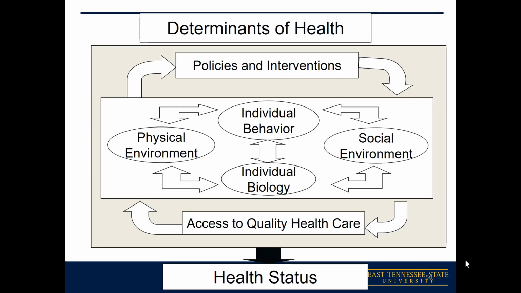Okay, this really busy slide is busy because this is a complex system of factors that impact our health. So all those different determinants of health are interacting with each other. And then, in addition, they are impacted by policies and interventions, as well as basic access to health care. All of this together in this complex web leads to individual and community level health.